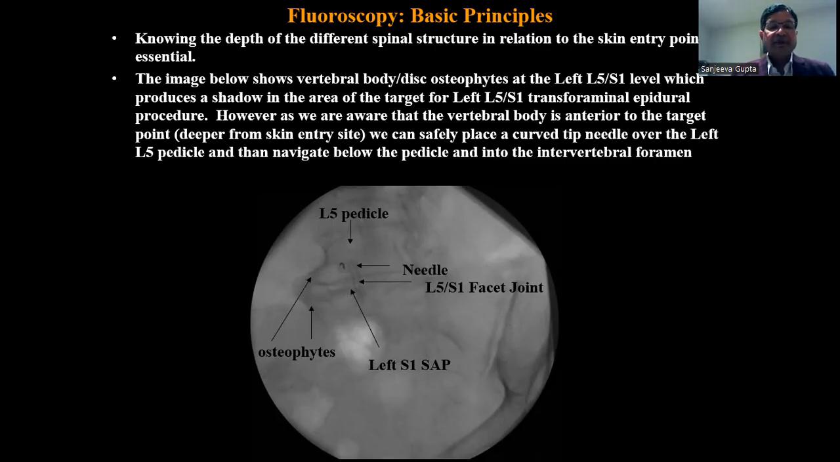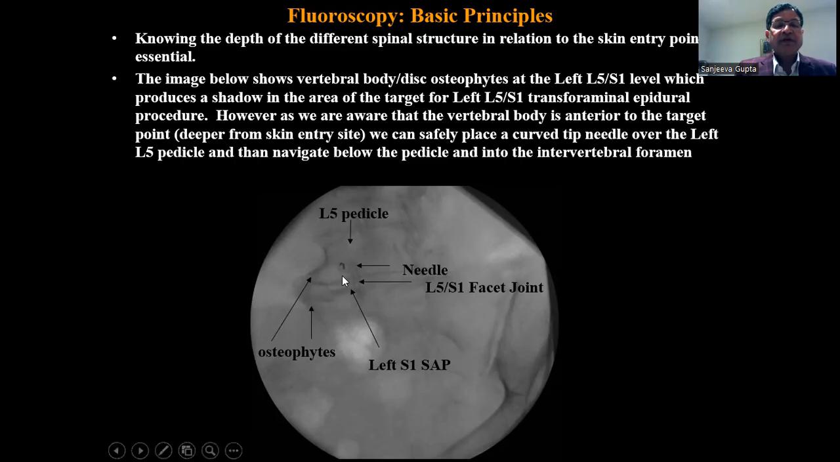So now if you look at this here, I've labeled them. This is the L5 pedicle. These are osteophytes, as I said already. And this is the superior articular process of S1. You can see here, the superior articular S1. And this is the L5-S1 facet joint. And you can see the needle tip here going. So this needle, as you can imagine, has hit the L5 pedicle. And then I've curved the needle, so I've changed the direction of the needle. I'm going below the pedicle there. Again, I can turn and be as close to the pedicle as possible.